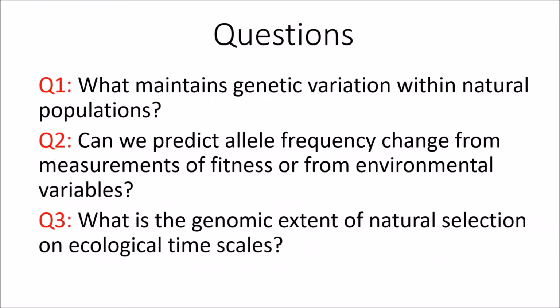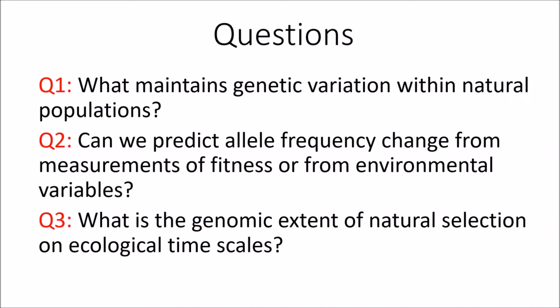I'm going to focus on three different questions that can be addressed with these sorts of data. The first question is my main organizing question for research, and that's what maintains genetic variation in natural populations, primarily for quantitative traits, especially lifetime reproductive success. That's a very classical question, but we have unprecedented levels of data to address it nowadays. Second, can we predict allele frequency change from measurements of fitness or from environmental variables?